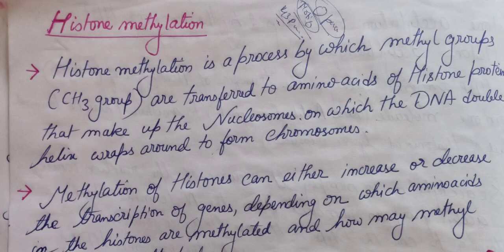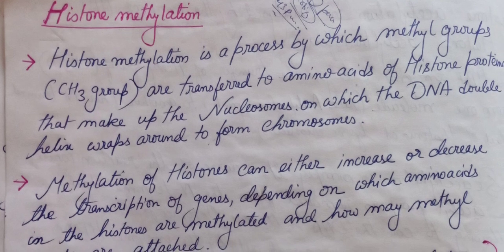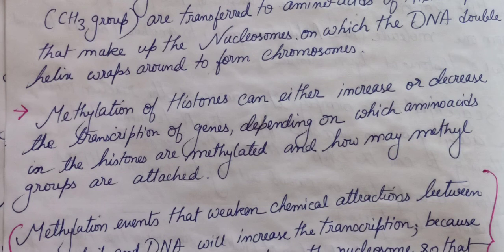They will interact with the N-terminal tail, that's for sure, in histone methylation. By transferring methyl groups, that is the CH3 group, it will modify the nucleosome structure on which the DNA double helix is wrapped tightly to form chromosomes. Now methylation of histones can either increase or decrease the transcription of genes, depending on which amino acids of the histones are methylated and how many methyl groups have been attached.